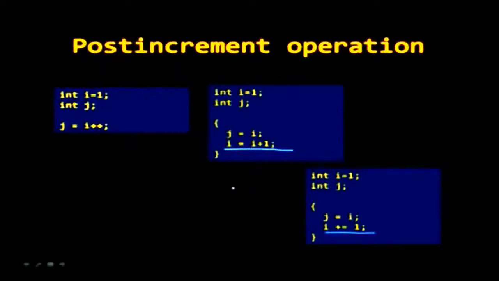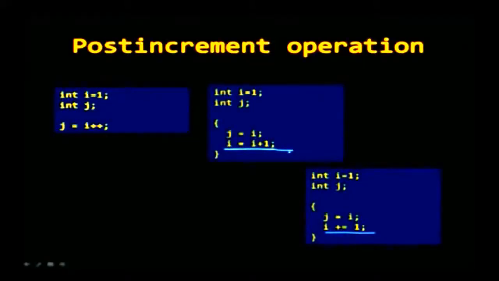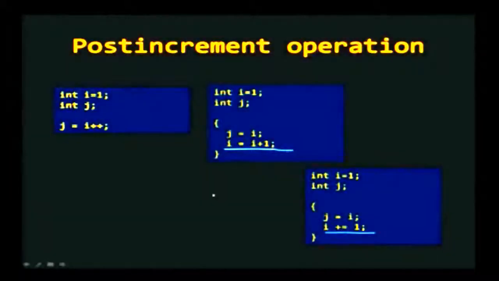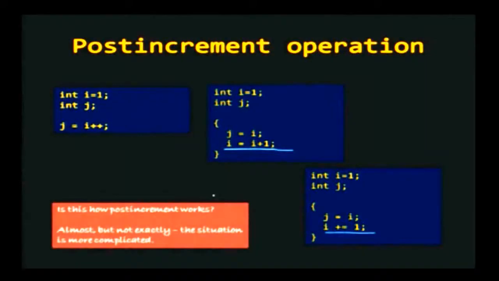So, contrast with the pre-increment operation, there i = i + 1 will be done before j = i, here j = i will be done before i = i + 1. Okay. So, can we say that this is exactly how post-increment works? And the answer is yes.